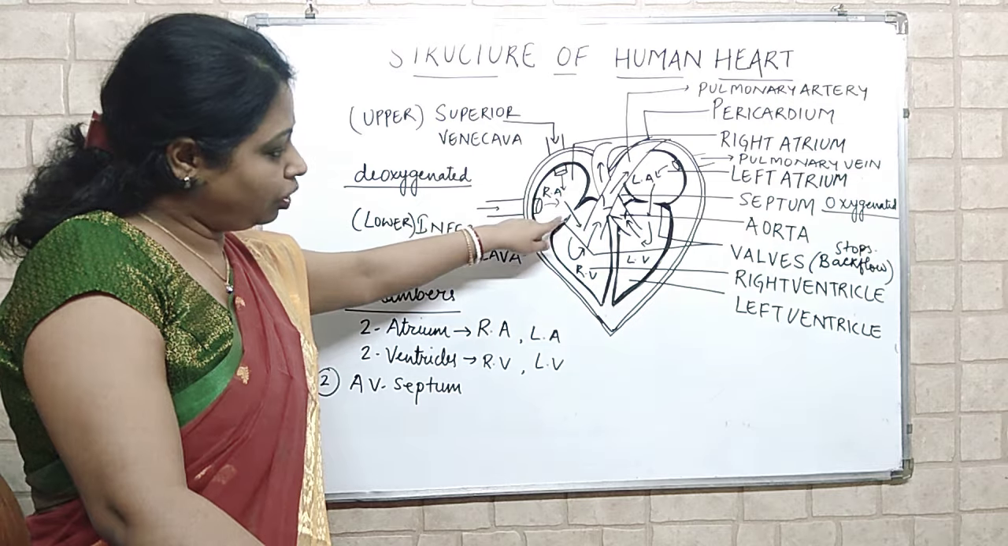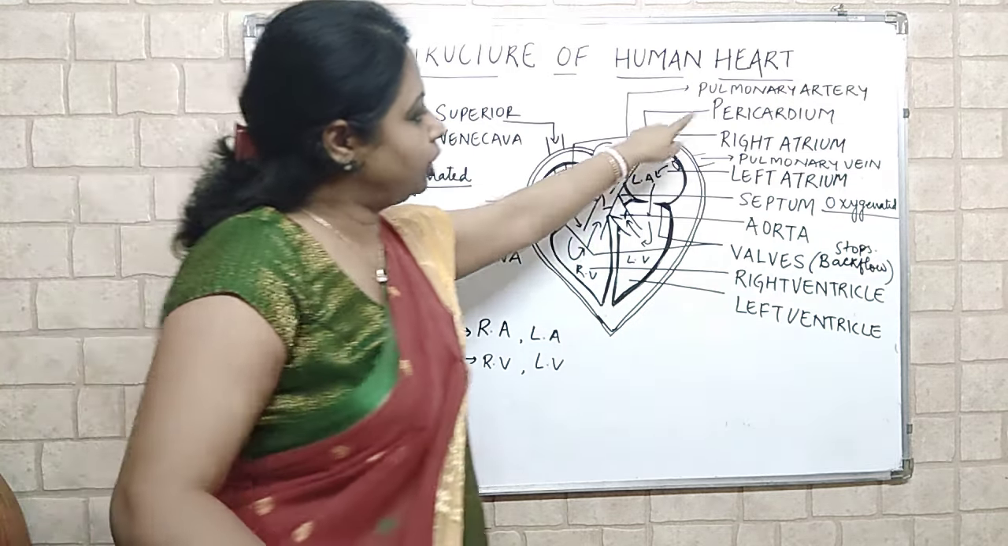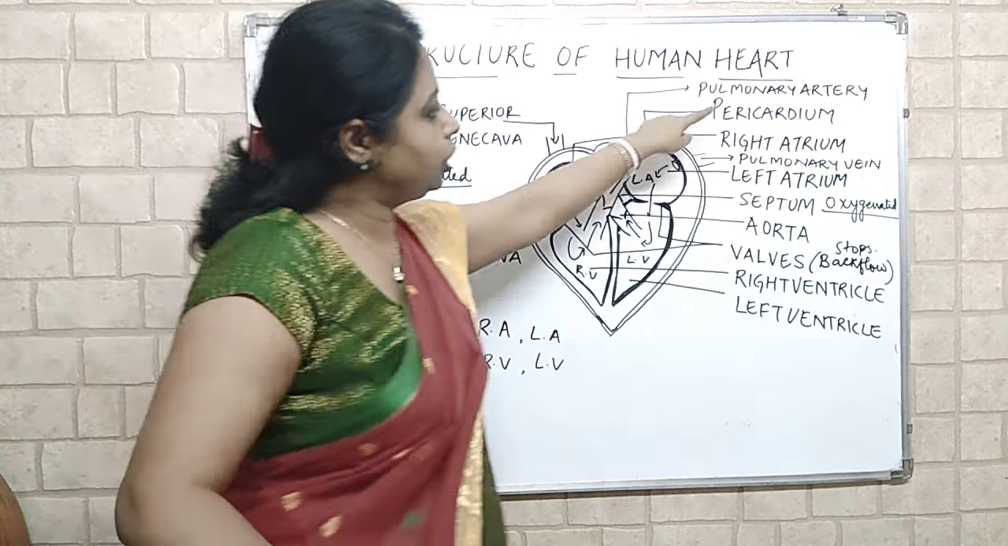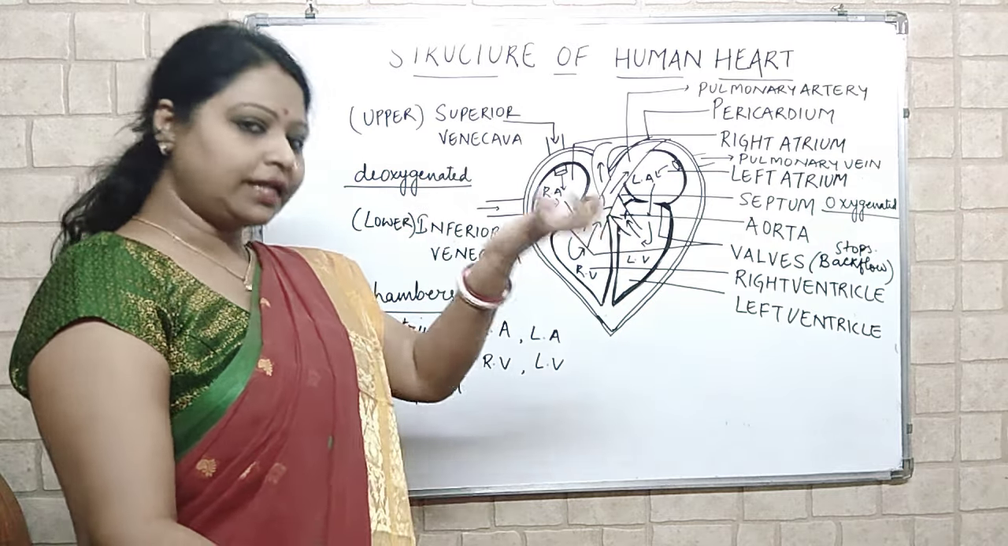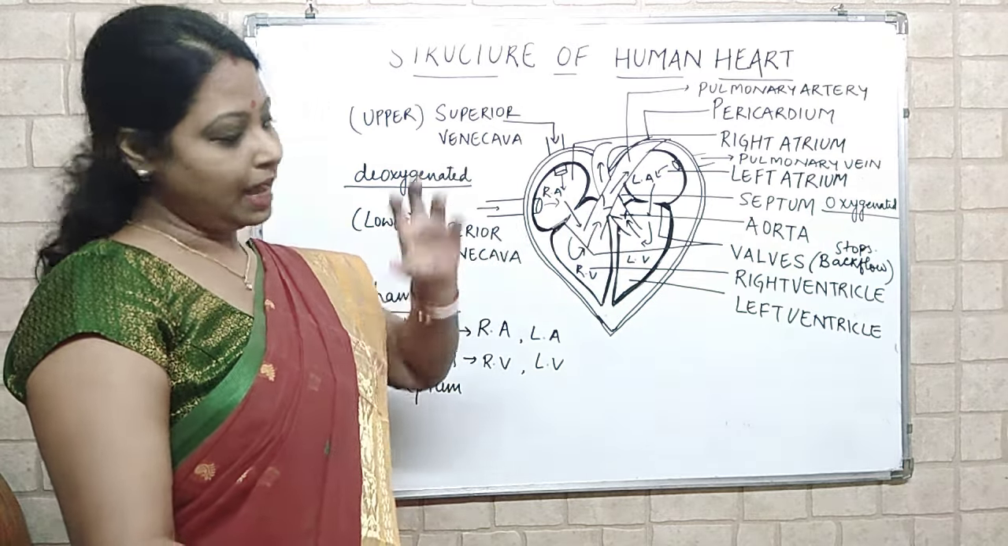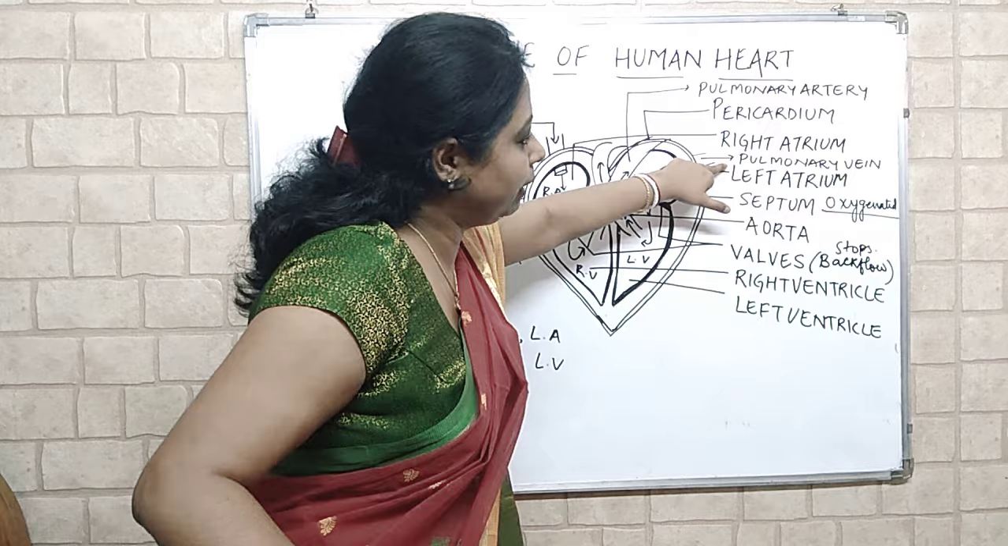To stop backflow, we already have valves. Now blood will move from the right ventricle to the pulmonary artery. The pulmonary artery will carry this blood to the lungs, where purification will take place. Purification means removal of carbon dioxide and addition of oxygen. Now the blood will become oxygenated. Oxygenated means more oxygen and less carbon dioxide. This blood will be brought back to the heart by the pulmonary vein.